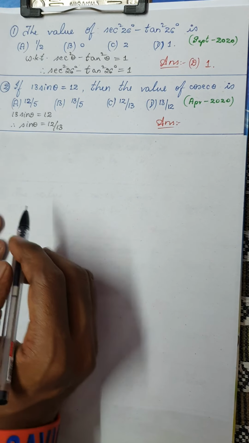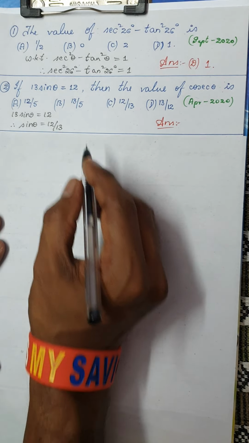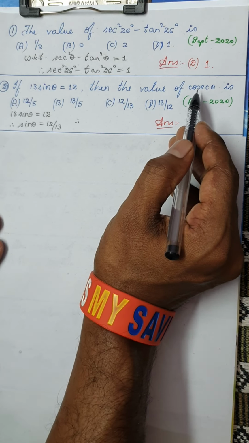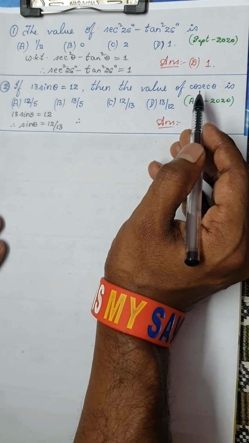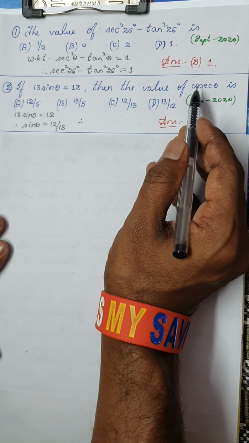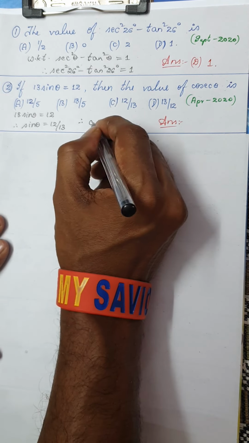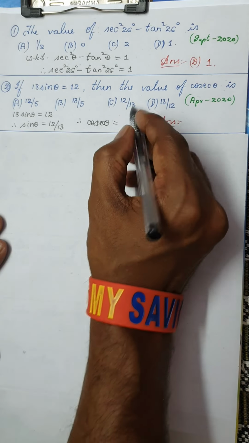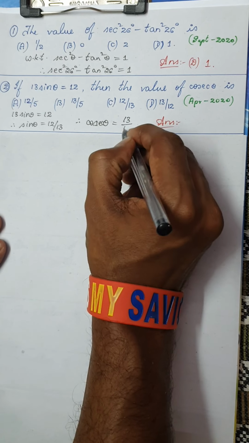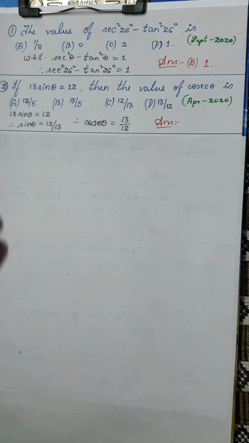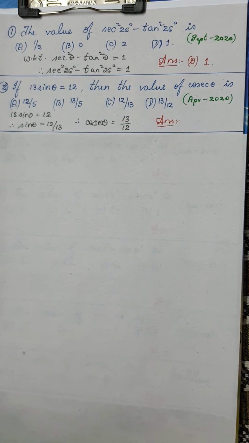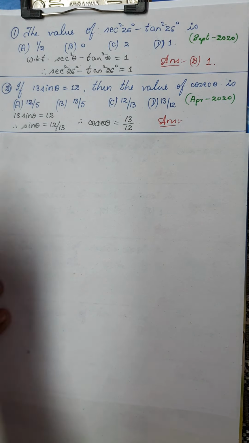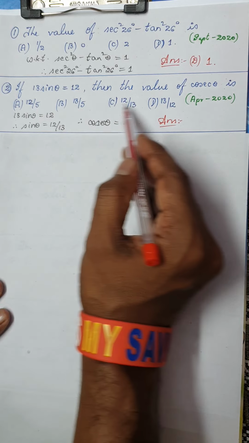Just dividing by 13. Now, we know sine and cosecant are brothers. Reciprocal relationship, isn't it? So because sine and cosecant are brothers, cosecant theta is nothing but, I told you, just take the reciprocal, it is 13 divided by 12. So within 10 seconds you can write the answer, but I'm teaching you in detail.